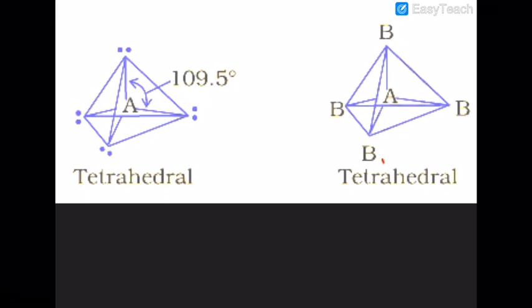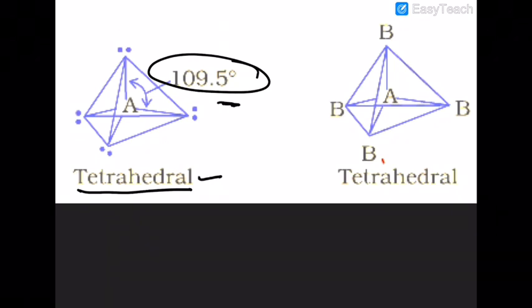Now look at that. It is a perfect tetrahedral shape and bond angle is 109. That tetrahedral bond angle will decrease. So bond angle will decrease due to lone pair repulsion.